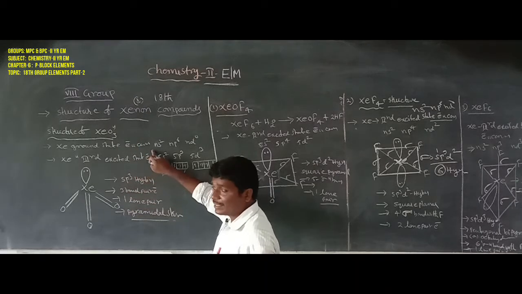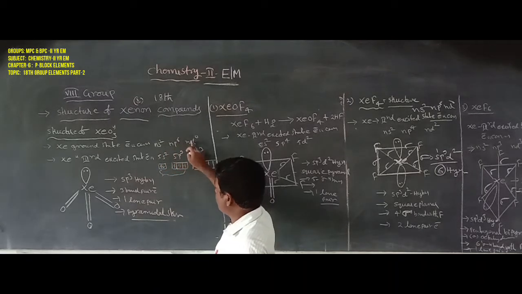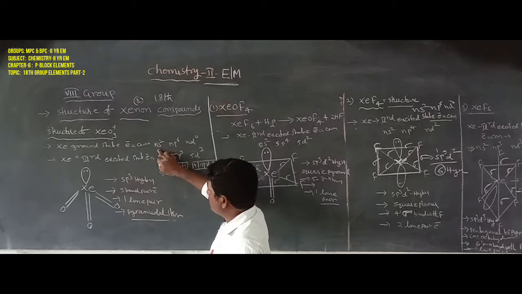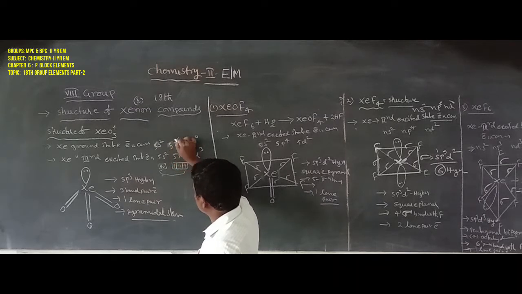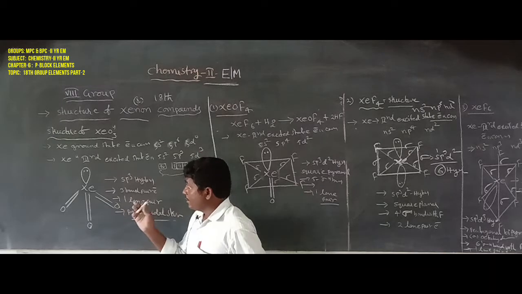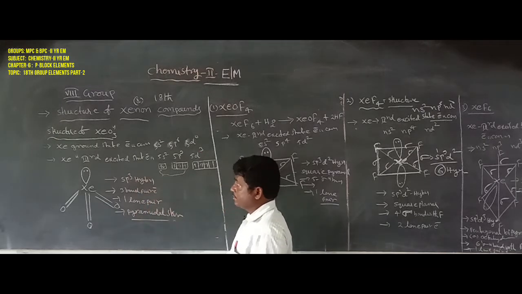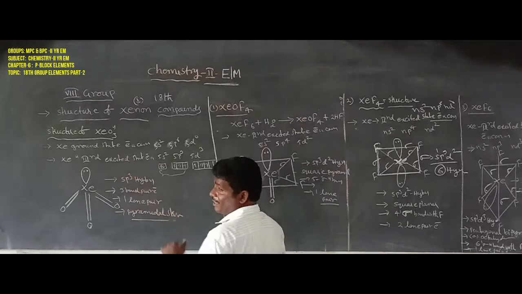Xenon ground state electron configuration: 5s2, 5p6, 5d0. In this xenon compound, also known as xenon trioxide, xenon is the central metal atom.